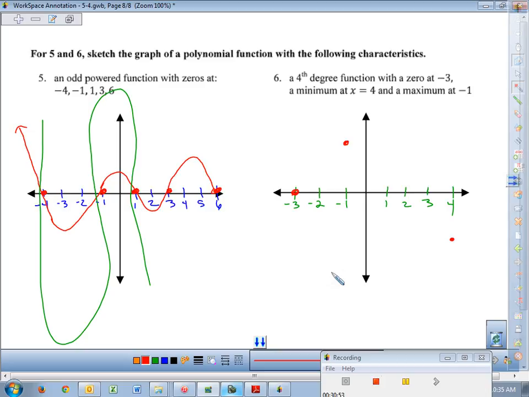Sound okay so far? That's it, except for the fact I need to make the sketch, and I got to make both ends go which way? The same way. They don't have to go up necessarily. If they would have said a positive leading coefficient, then you'd have to make them go up, but you can make them both go down. They just have to both go the same way.